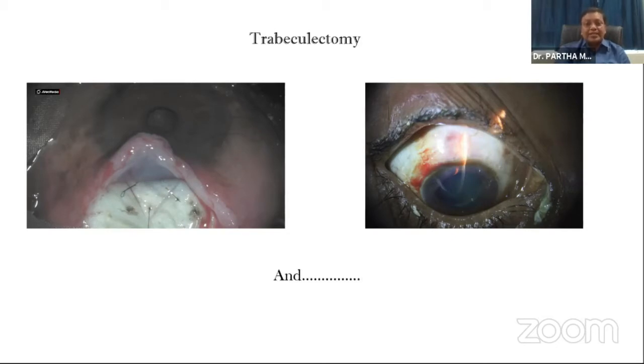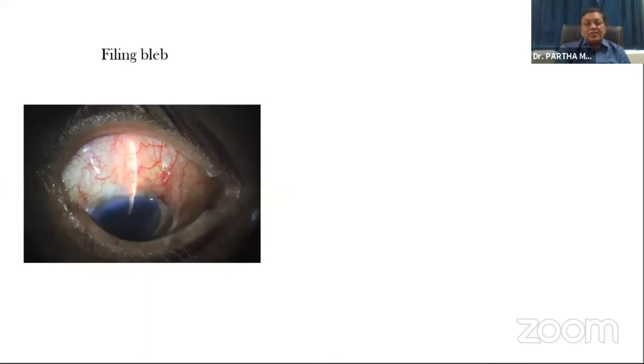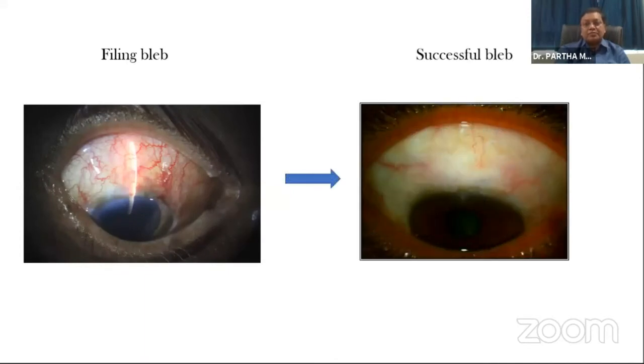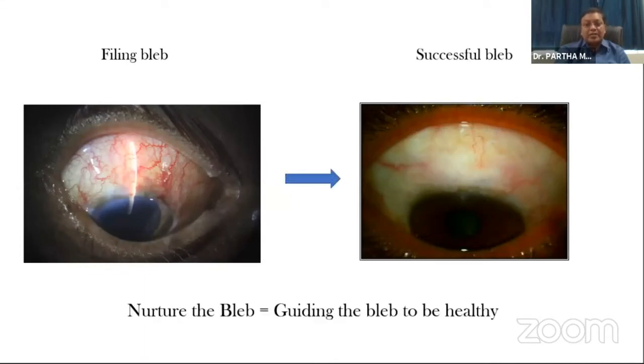But the most challenging thing is to convert a failing bleb into a successful bleb. And that is why we nurture the bleb, that means guiding the bleb to be healthy and functional.